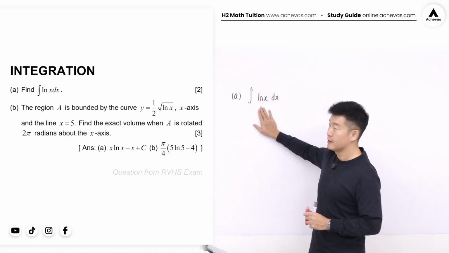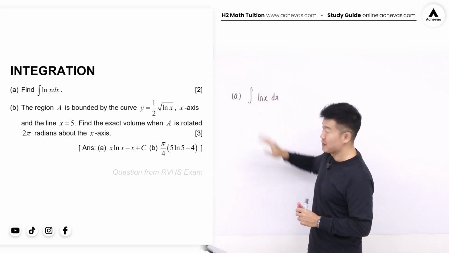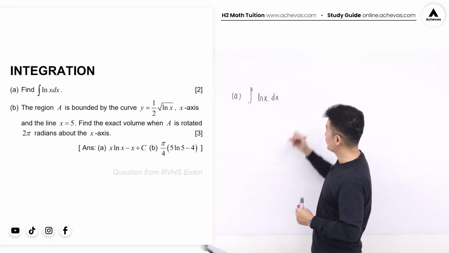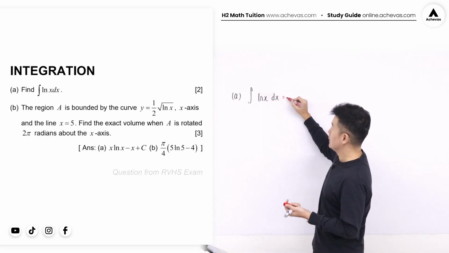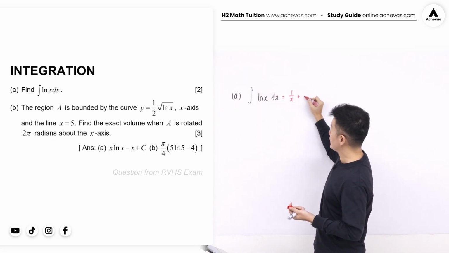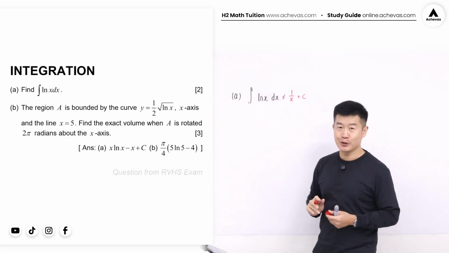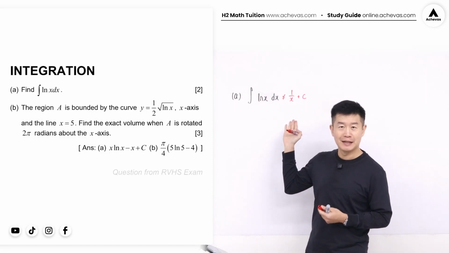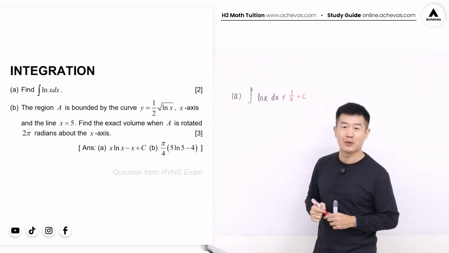In this question, we have to integrate this. And the mistake that some students make when they are trying to integrate this is to think that this is 1 over x plus c. And this is definitely not true because what do we have here on the board? It is differentiation and not integration.